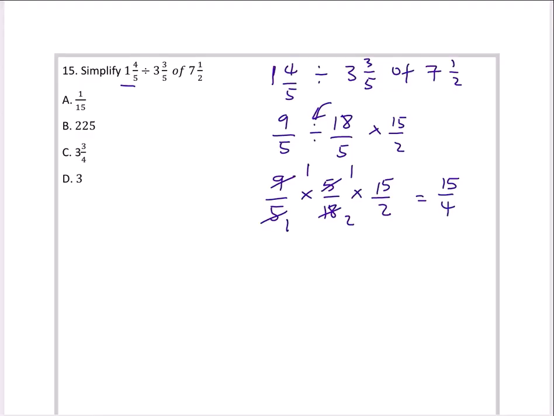So we'll have 15/4. Let's convert 15/4 back to a mixed fraction. How many 4s can we find in 15? We can have about 3 fours in 15. So 3 whole number 3/4. Let's check to be sure that we are correct. 4 times 3 is 12. 12 plus 3 is 15. Okay, that makes sense with option C. So option C is the right option.